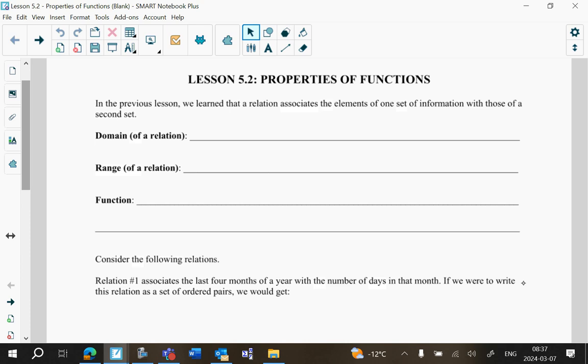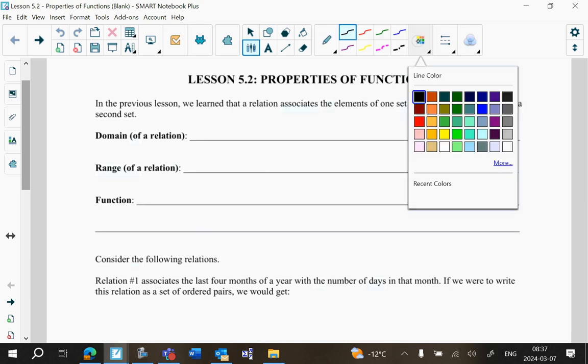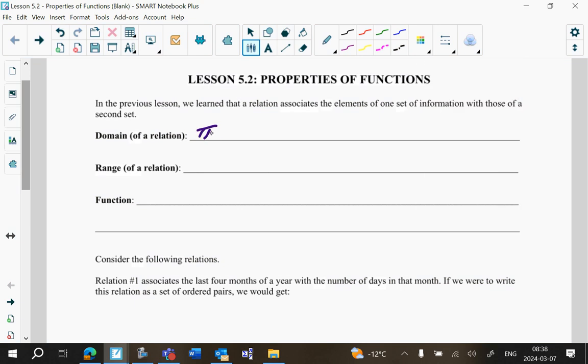So the domain of a relation represents all the first values or words in the relation. Okay. So the domain represents the first set of elements, whether they be words or numbers or letters or whatever. And the range represents the second set of elements.